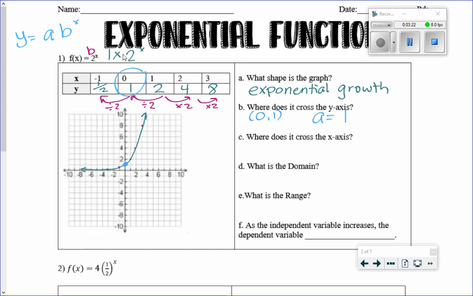All right, where does it cross the x-axis? Never. It approaches. Awesome. So never. It doesn't. It's only going to approach it, making this an asymptote. The x-axis is that.